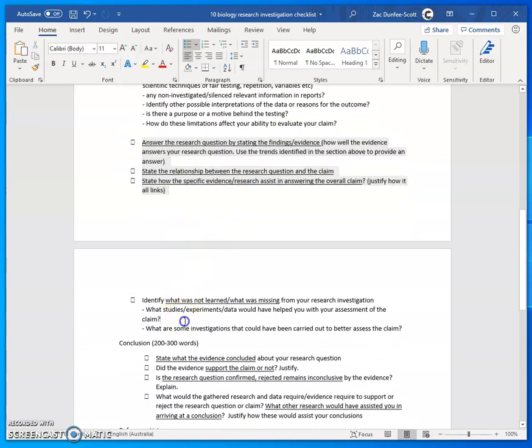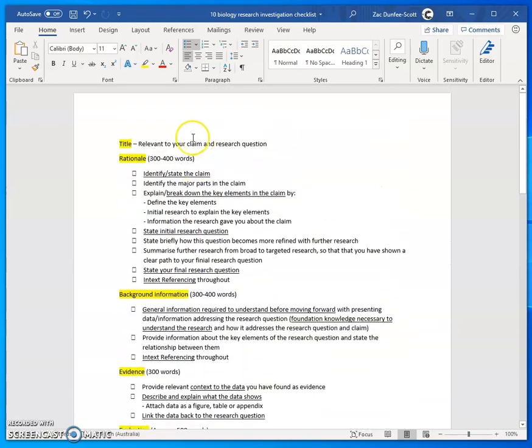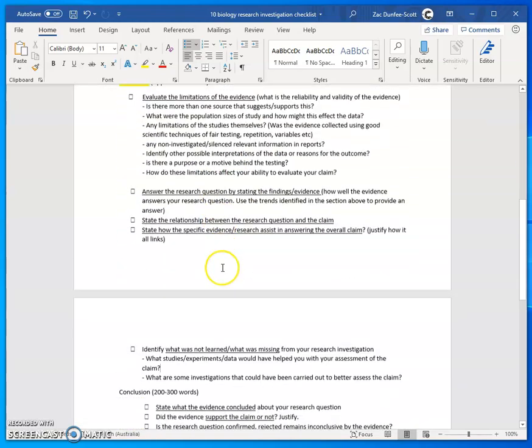And the last part of the evaluation is what was not there, what was missing from this research, and what studies, experiments, and data would have helped you with assessing the claim. What are some investigations that could be carried out to better assess this claim? This is the original claim from the top here. So what was missing?